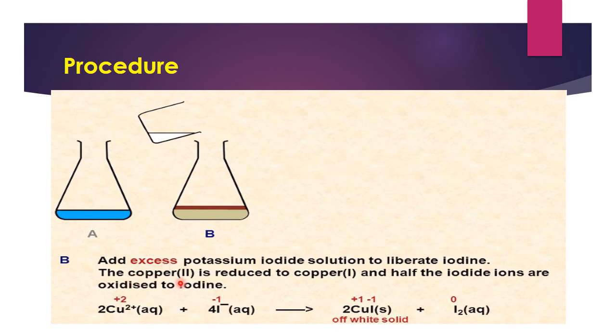راح يصير بالتفاعل إنه الكبريك ion is reduced to cuprous and half of the iodide ion are oxidized to iodine. أوكي؟ يعني الكبرس iodide راح يتكون نتيجة reduction of the cupric iodide and then the iodide ion are oxidized to iodine. نص الأيودايد راح يتأكسد إلى iodine.